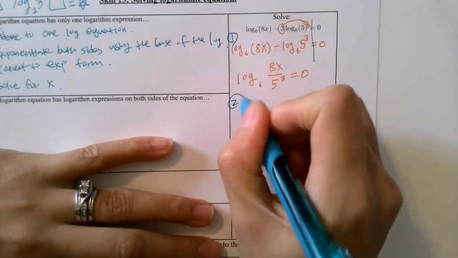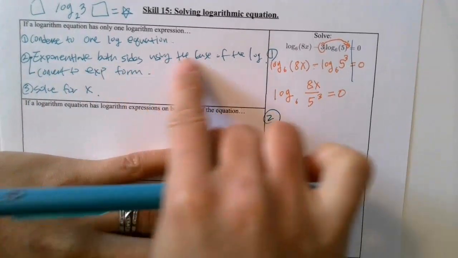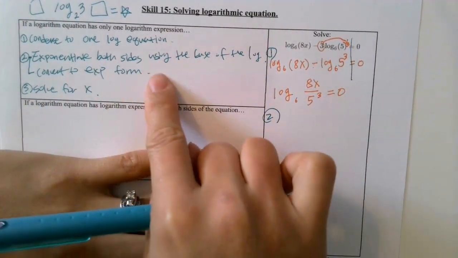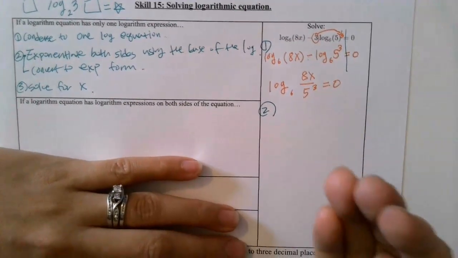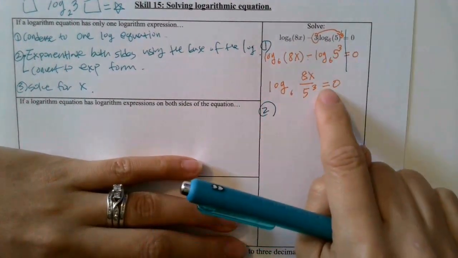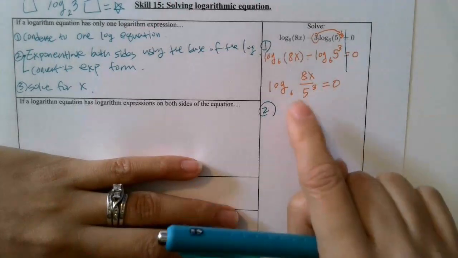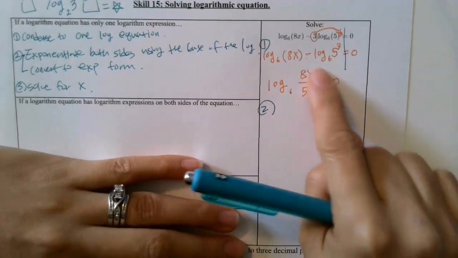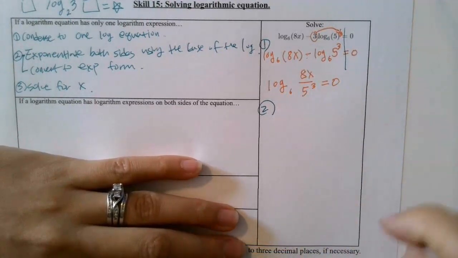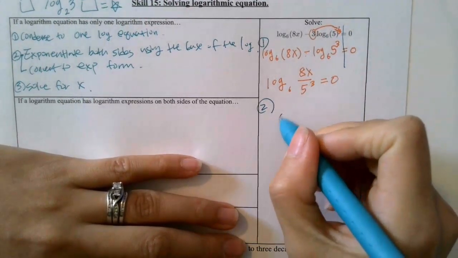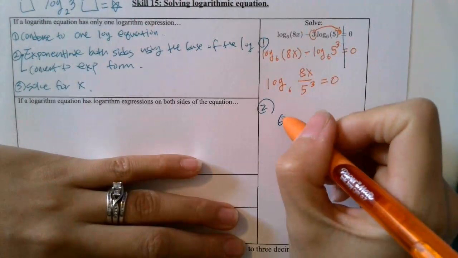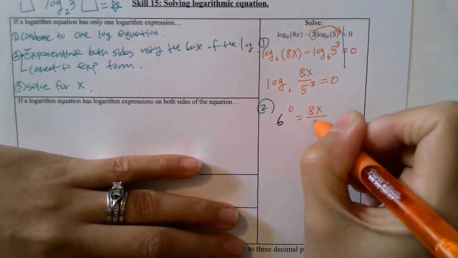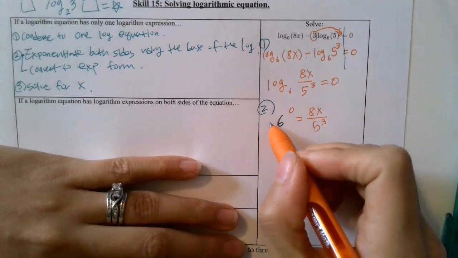What is step number two? Exponentiate both sides using the base of the log, or convert to the exponential form. This is where your preference comes in. When you get to this part, some of you are like, Mrs. Major, can I just do 6 to the 0 power equal to this weird thing, the argument? Yes, you can do that. So 6 to the exponent 0 is equal to 8x over 5 cubed. So you can do it that way.